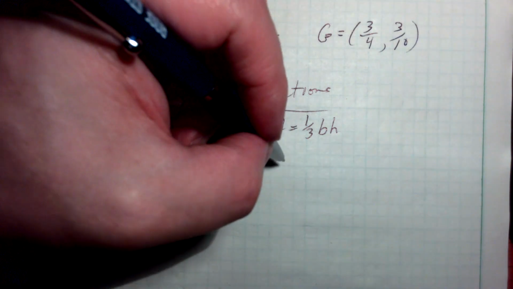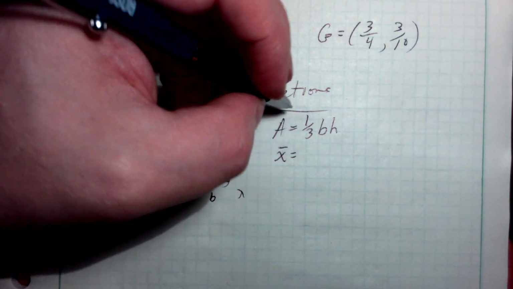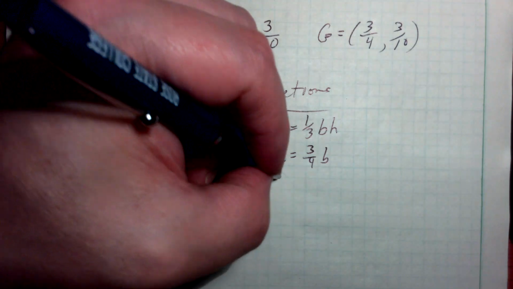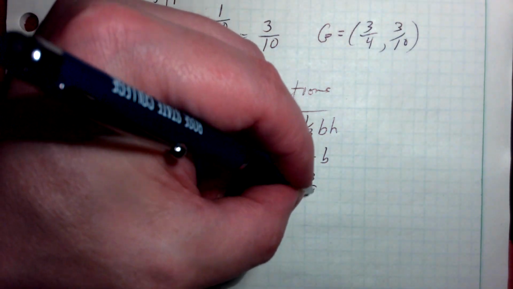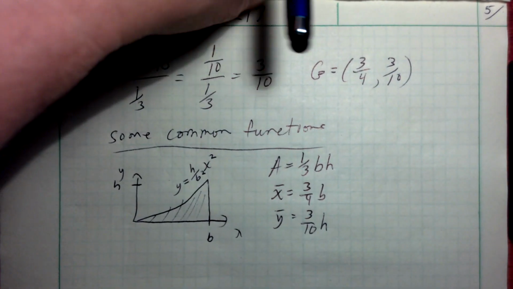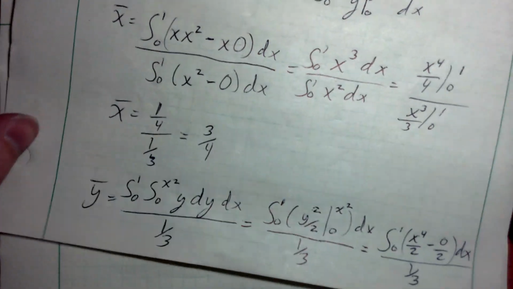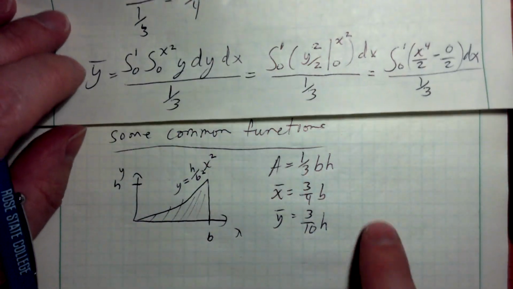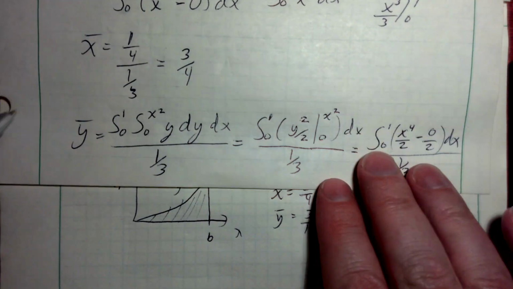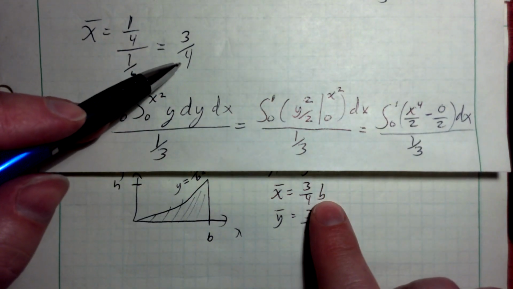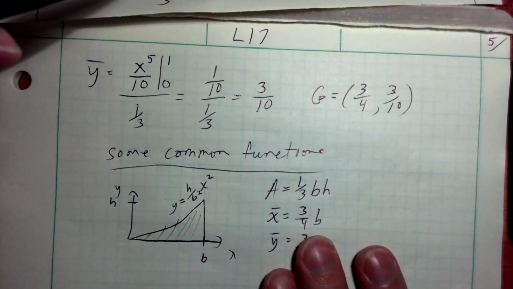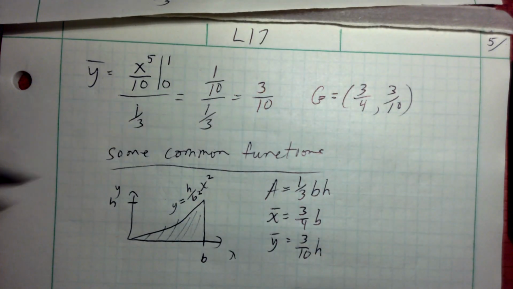And then my x bar is going to be located at 3/4 of whatever b is, and my y bar is going to be at 3/10 of whatever h is. And that's interesting. Now, hey, calculus, it worked, right? This is my area, that's my denominator. I found that to be 1/3 of the product of 1 times 1. That made sense. My x bar, we found to be 3/4 of 1. And my y bar, we found back over here, I found to be 3/10 of h, which is 1.